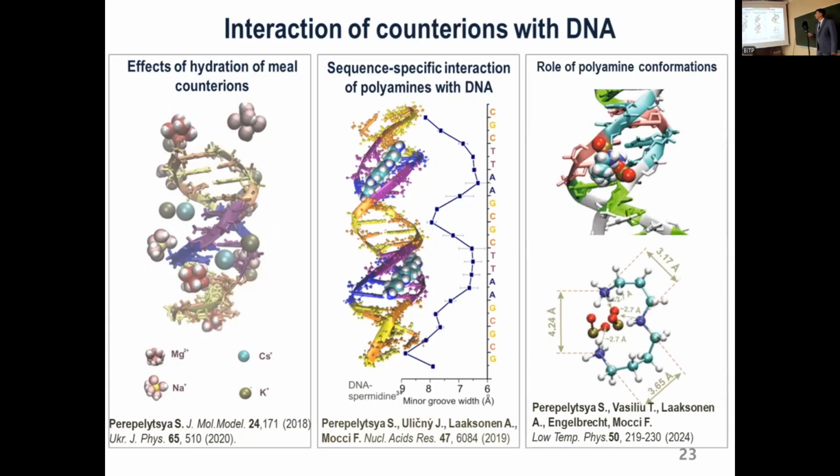And also what we found is that polyamines are very flexible, and this feature is very important for interaction with DNA. So polyamines can bend and form different conformations. We analyzed all these conformations, and we found that in the case of this particular polyamine, we have 7 families of conformations. This work with polyamines was done in collaboration with Francesca Moccia, Apalaxonen, and our colleagues, and this work continues.